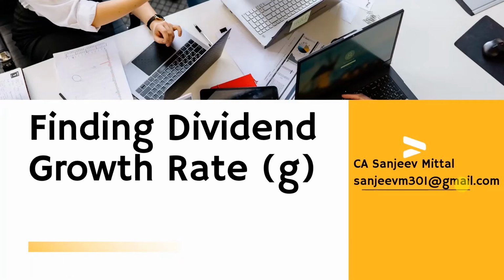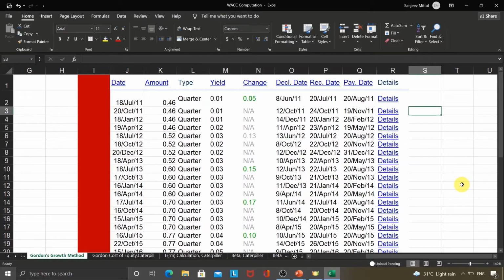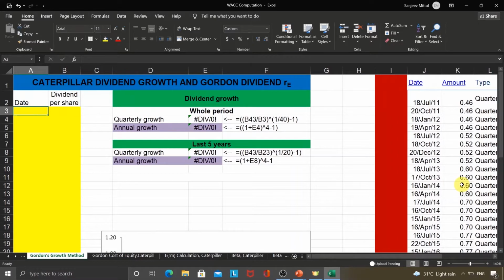Let's try to find out the dividend growth rate. For finding the dividend growth rate, we already know that we have taken the dividend details of the company. And after taking these details, I have prepared one Excel sheet for you.